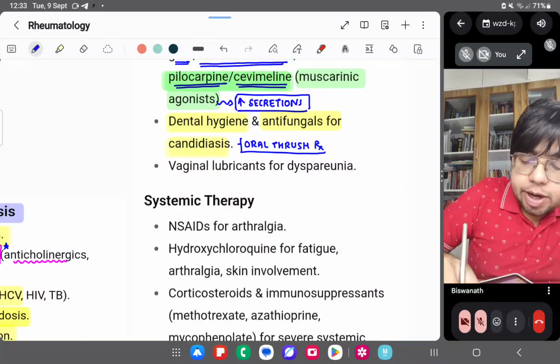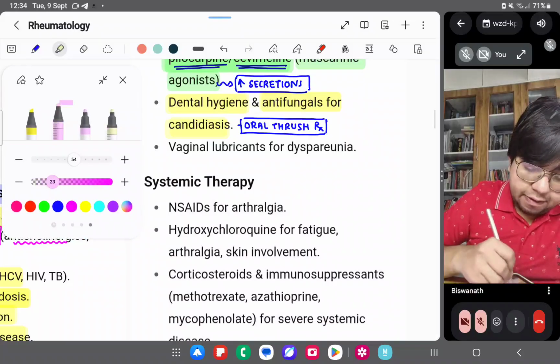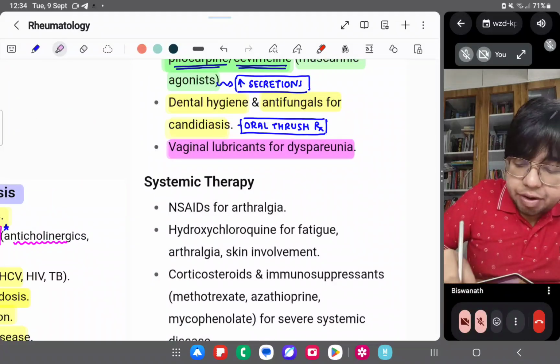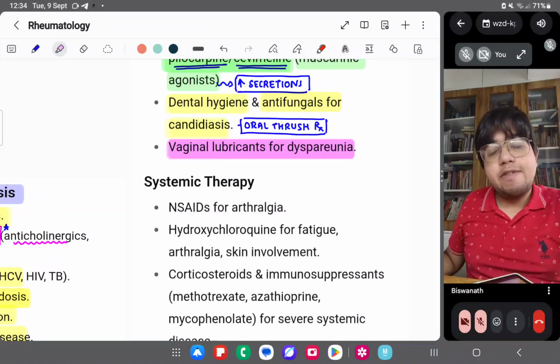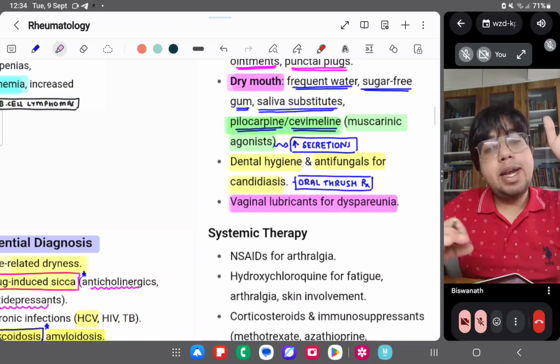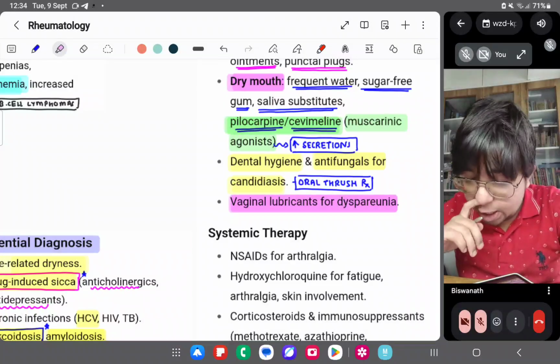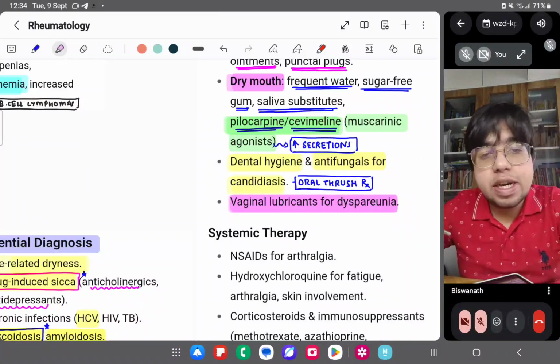Oral thrush treatment. And vaginal lubricants for dyspareunia, because they had a dry vagina. So this is the symptomatic treatment, basically of glandular Sjogren's. The glandular manifestations are taken care of.